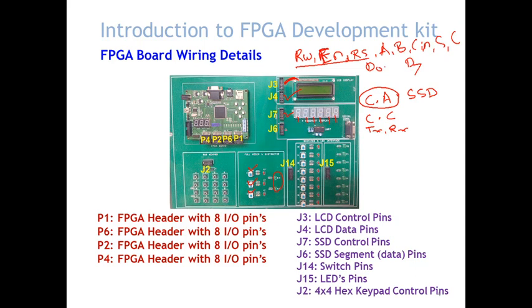Then J6 connector is for the 7 segment display data pins. So these are the 4 headers dedicated, 2 for the LCD display, 2 for the 7 segment. Then J14 header is an 8 pin header particularly for these 8 switches. Similarly J15 is for these 8 output LEDs. This section we are already covering into the J3, and this J2 is for this 4x4 keyboard section. So this is all about the internal signal routing of this daughter card.